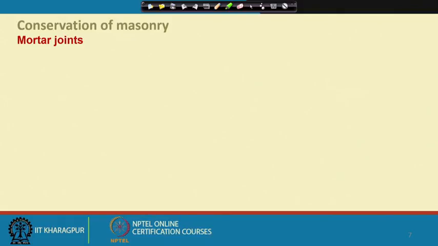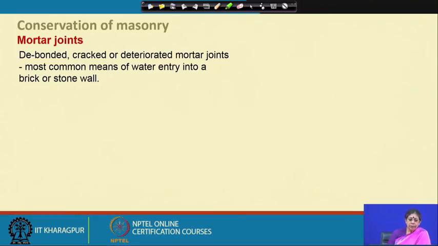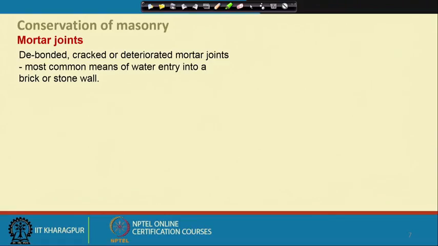While discussing some of the major repair and maintenance methods of all these well known structures in India, let us talk about mortar joints, which is again a very important part of the maintenance and repair method. Mortar joints, when debonded, cracked or deteriorated, because they hold the ashlar, the stone or the bricks in place, are the most common means of water entry into a brick or stone wall, and over the years it deteriorates, and at that time what has to be done, how to do it, what is the technique, which material has to be used, are very important to understand.